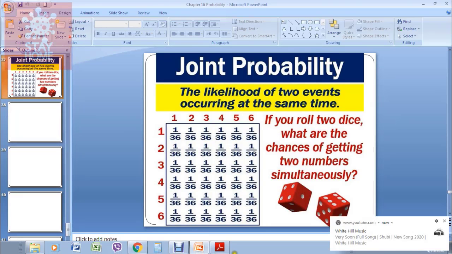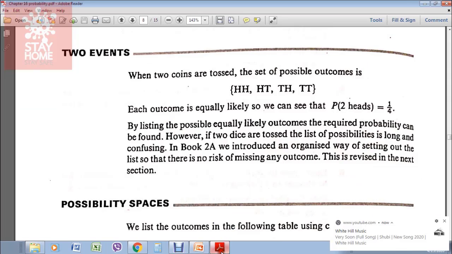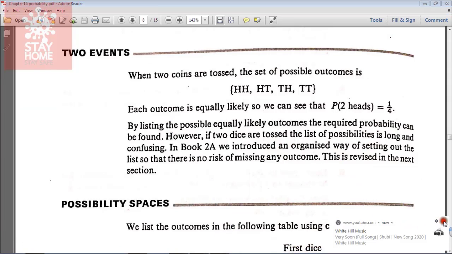Okay, now come to the exercise. You can see here two events. When two coins are tossed, the set of possible outcomes: head head, head tail, tail head, or tail tail. So what will be the probability of two heads? There is only one combination having two heads, so the probability would be 1 over 4.